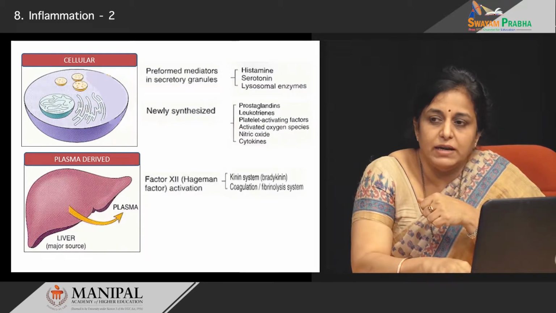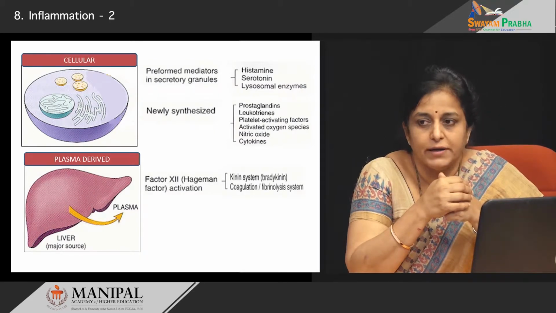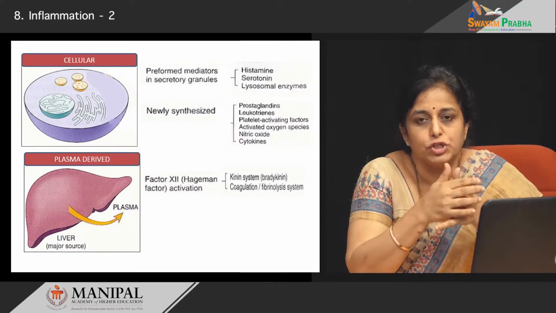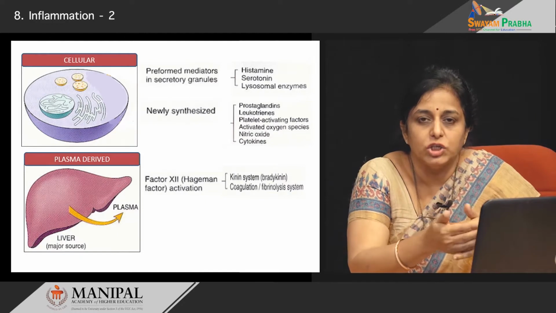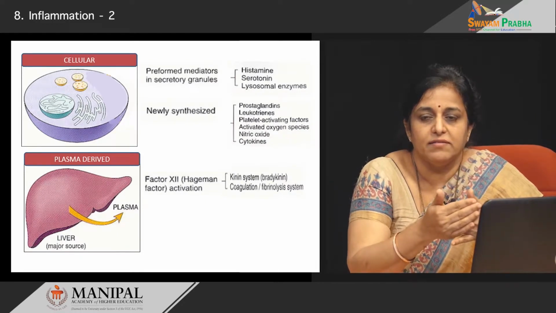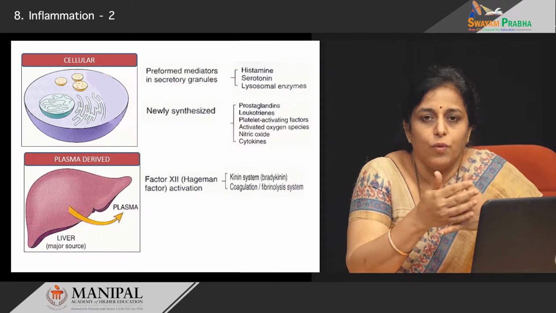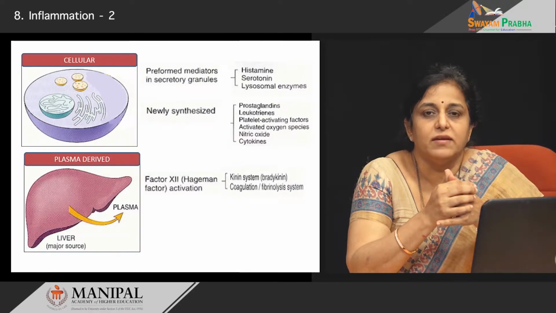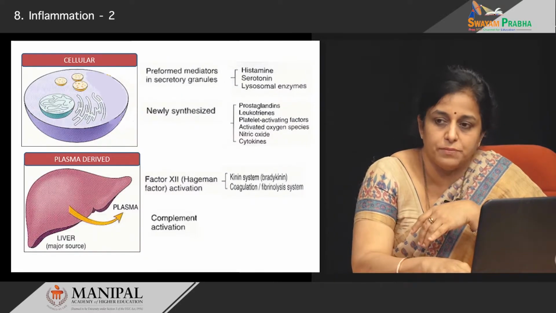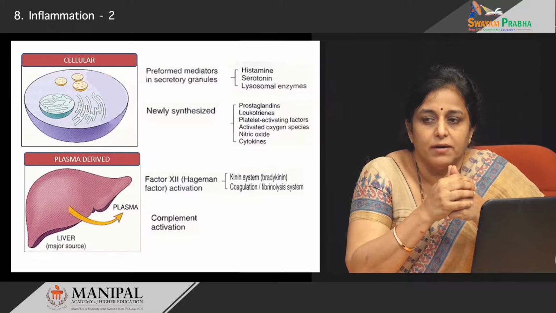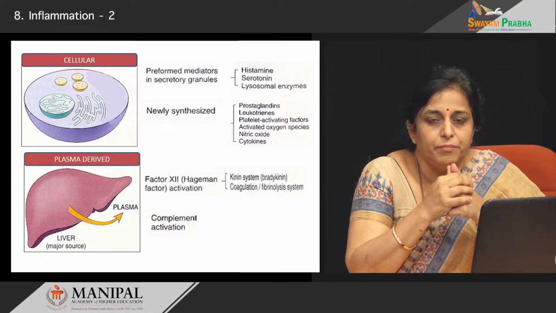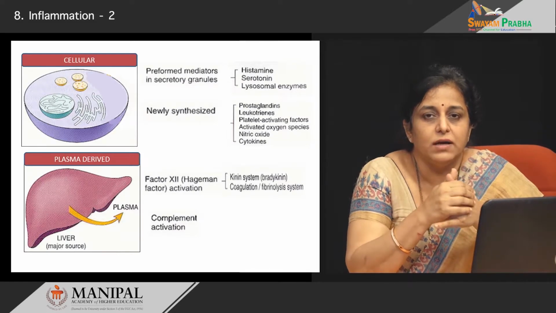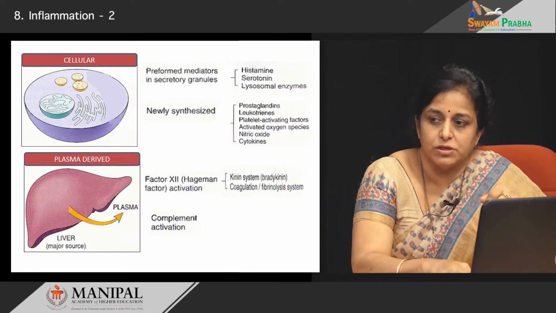Coming to the plasma derived mediators, when there is an activation of factor 12, the kinin system gets activated, or the coagulation and fibrinolytic system gets activated. These are also quite potent chemical mediators that play a role in inflammation. The complements again are very, very important substances that bring about various reactions that happen in case of inflammation.